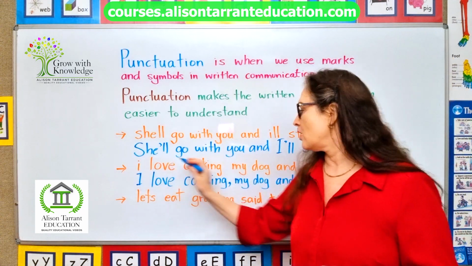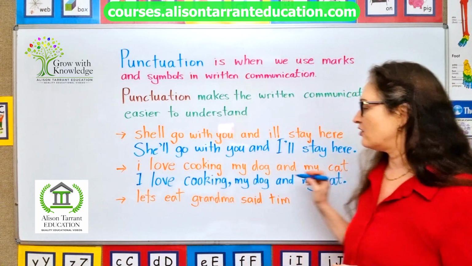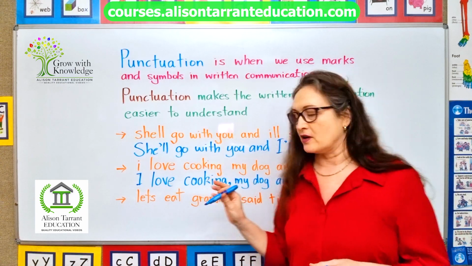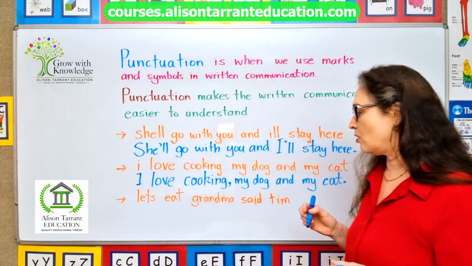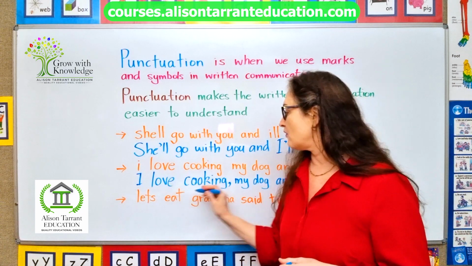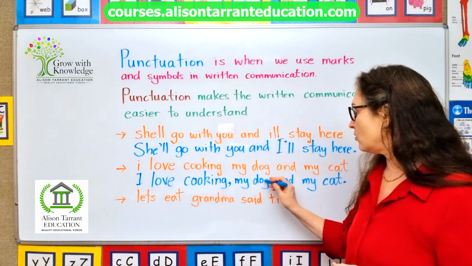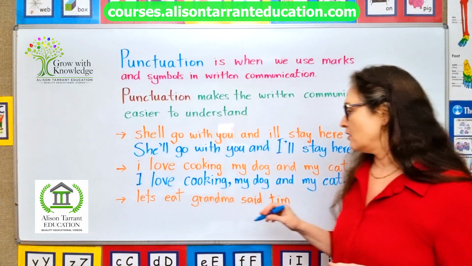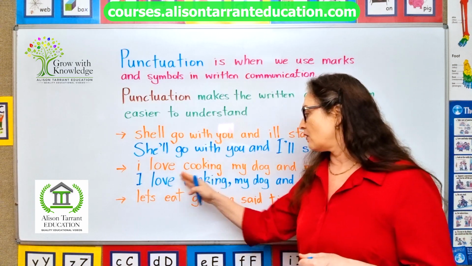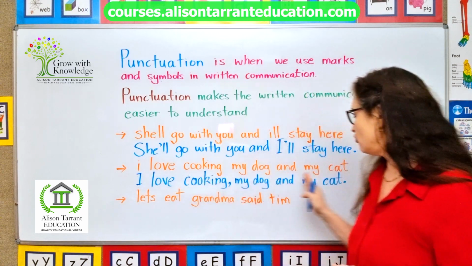Now, if we say, I love cooking my dog and my cat, it's very different if you just simply put a comma in there. I love cooking, my dog and my cat. So you don't just love cooking, you love your dog and you love your cat.